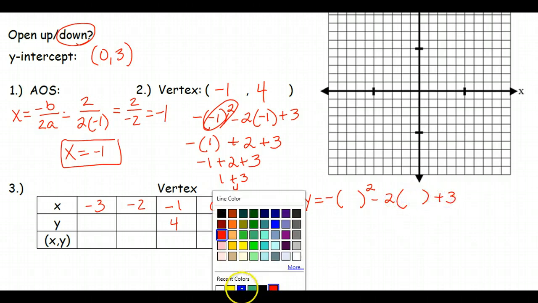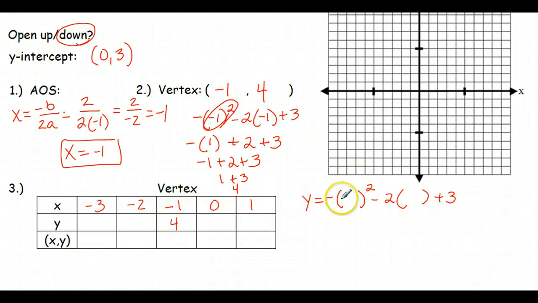So in this case, I'm going to start by plugging in negative 3. When I do that, we get, again, square the negative first. So that turns into a negative 9 plus 6 plus 3. Negative 9 plus 6 is negative 3 plus 3, which is 0.